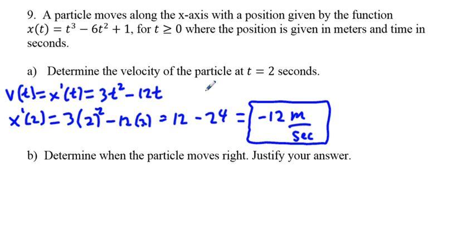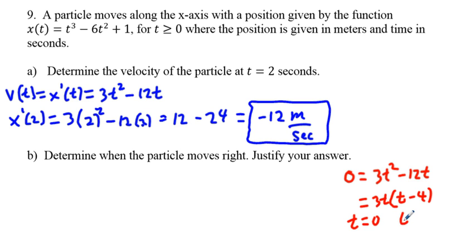Okay, now determine when the particle moves right, justify your answer. Well, to do that, what we're going to do is set our first derivative function equals 0. So instead of having x prime of t, we're going to say 0 equals 3t squared minus 12t. And we have a common factor of 3t times t minus 4. So t is equal to 0, t is equal to 4. These times are when the particle will be at rest.